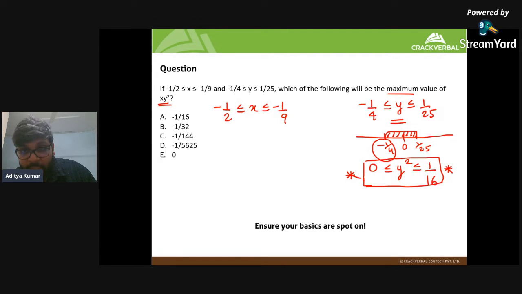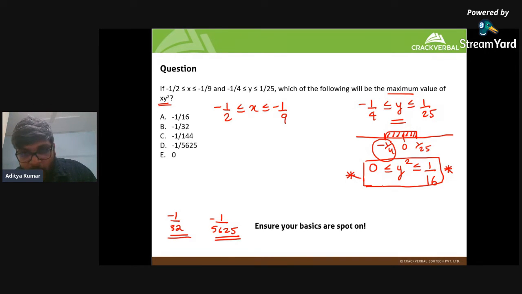Many of you, if you have made a mistake, you'll have taken 1 by 25 on this side and worked with it. And keep in mind, guys, for people who took the 1 by 25 on that side and told me 1 by 32 is an answer, you should contemplate which of these two is greater: minus 1 by 32 is greater, or minus 1 by 5625 is greater. You have to keep this in mind for those who fell for the trap.